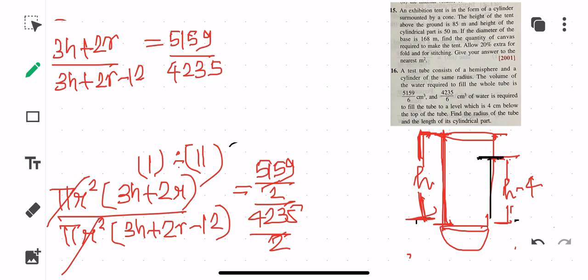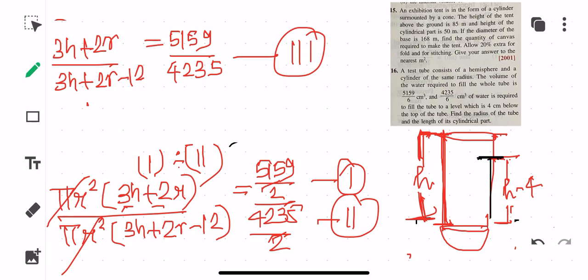Now you can just keep it like this, or else you can solve this by cross multiplication, children, but we have a still better way. If you see both these equations, 3h + 2r is common in both of them. This was my equation number 1, this was my equation number 2. So instead of cross multiplication, I will mark this as equation number 3, and then I will do equation 2 minus equation 1.